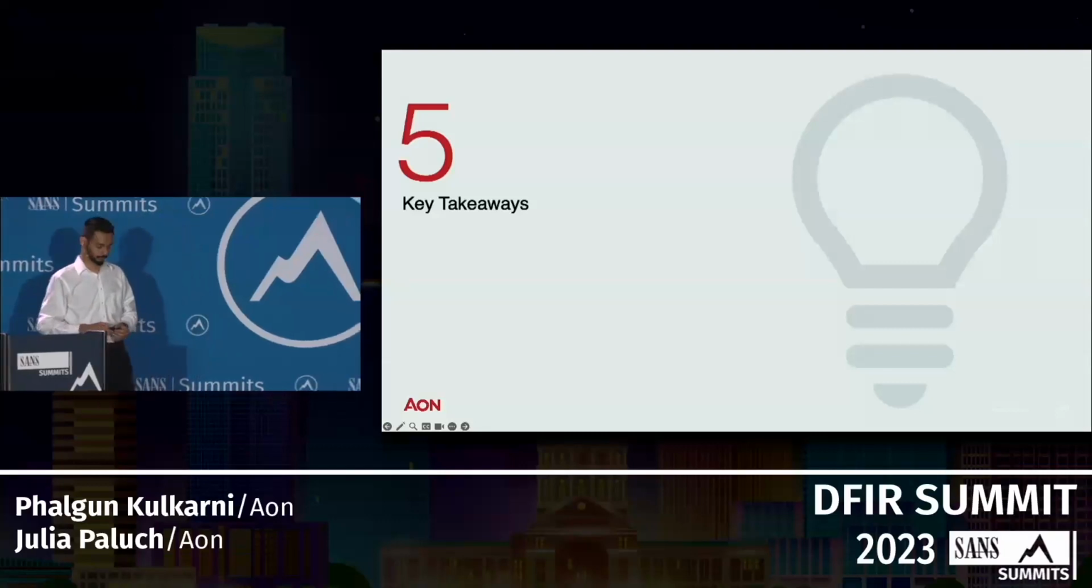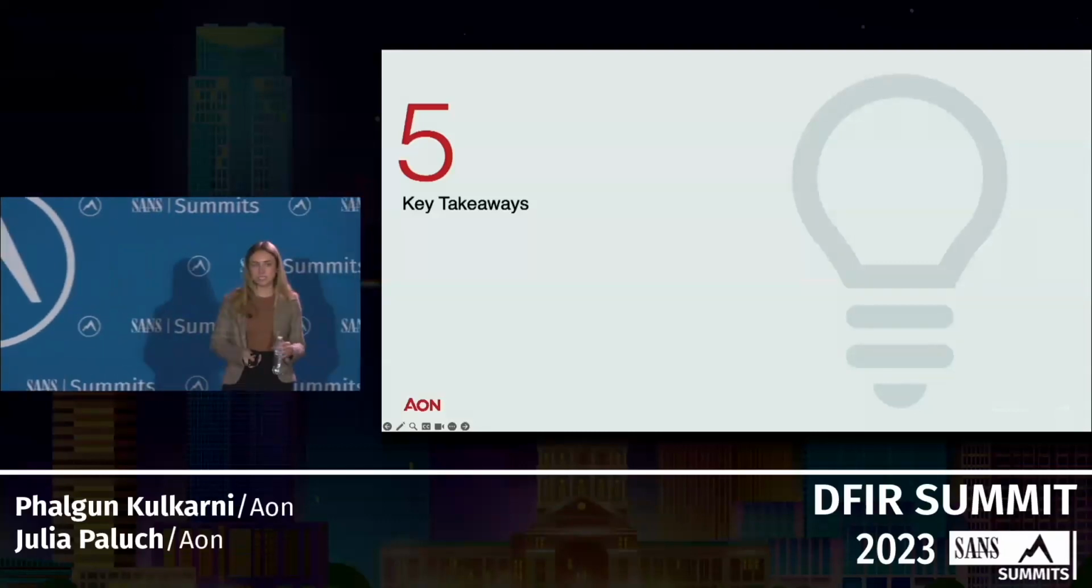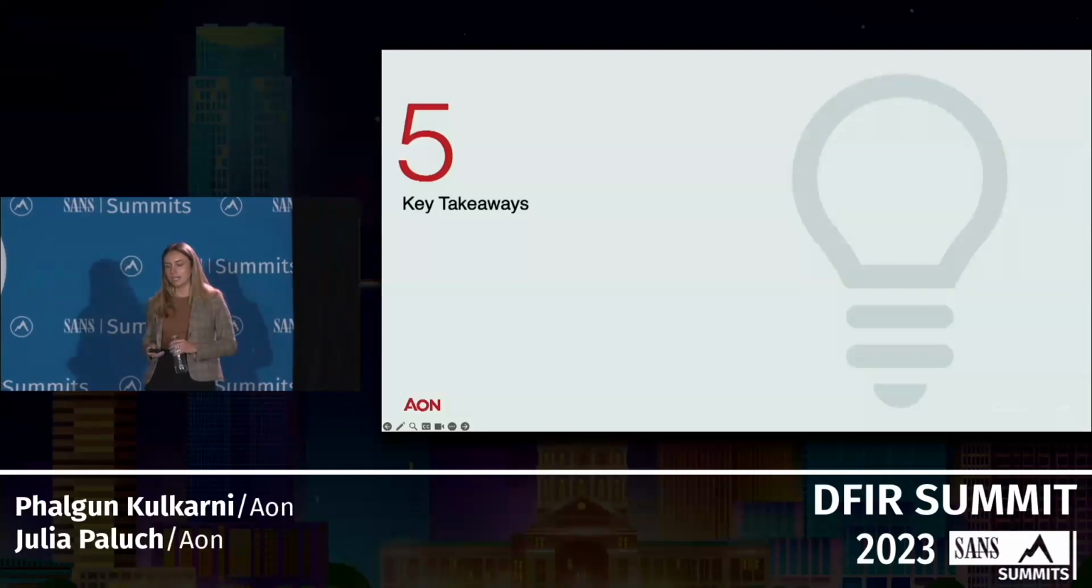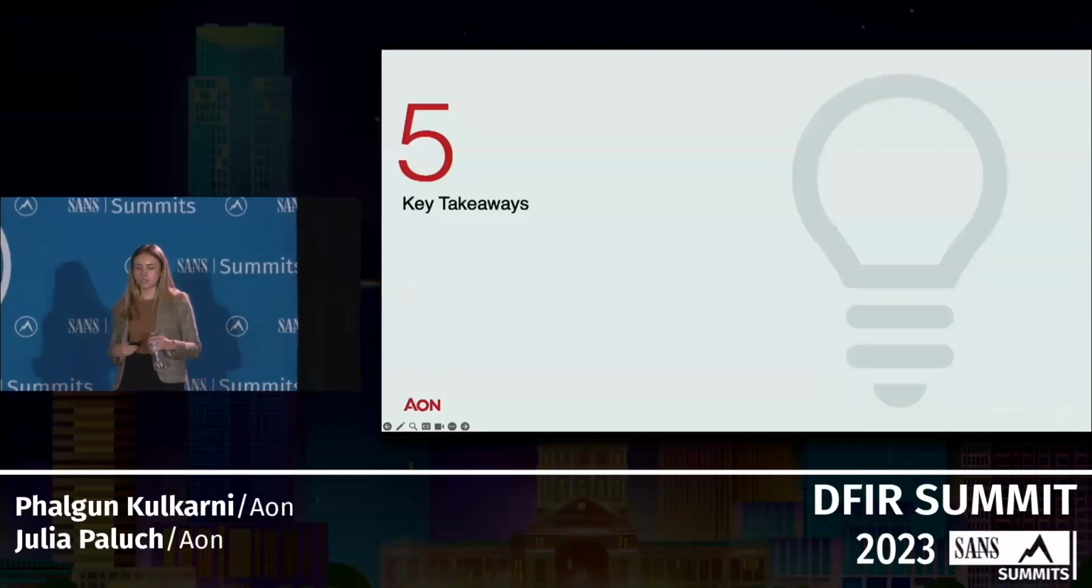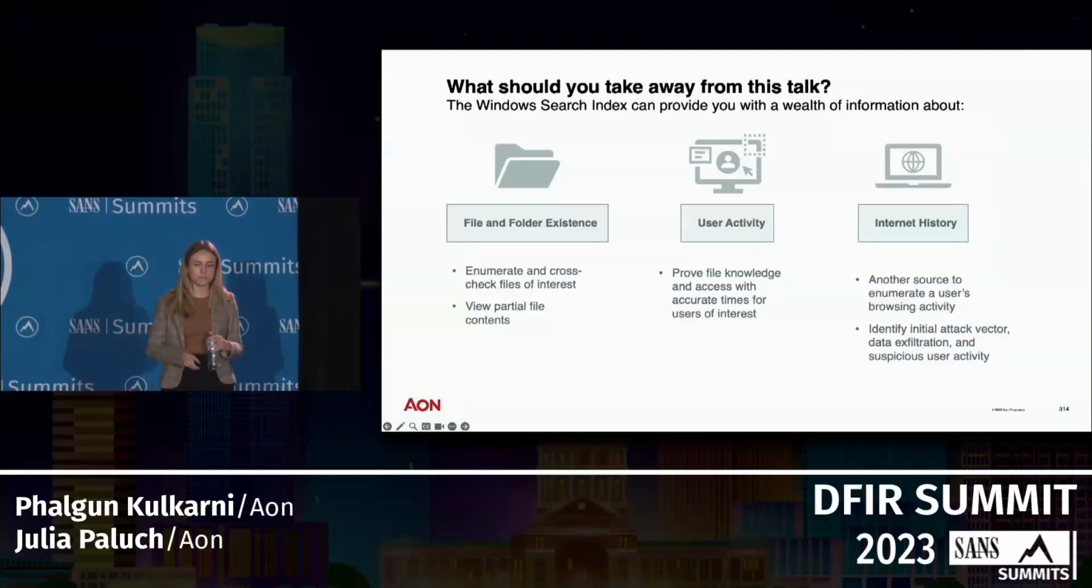Okay, so that was the bulk of our talk. We do have some key takeaways for you, just to summarize what we talked about today. The Windows Search Index is really useful. You can enumerate file and folder existence. You can prove file knowledge because you get activity history records with the Windows Search Index. And you can also enumerate a user's internet history, even if they deleted their history in their browser.